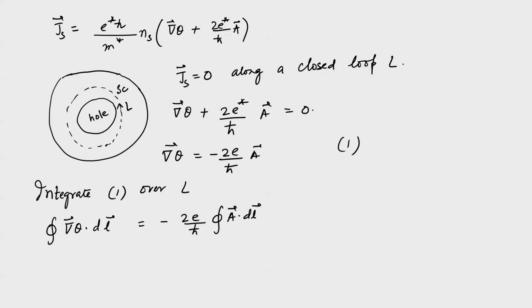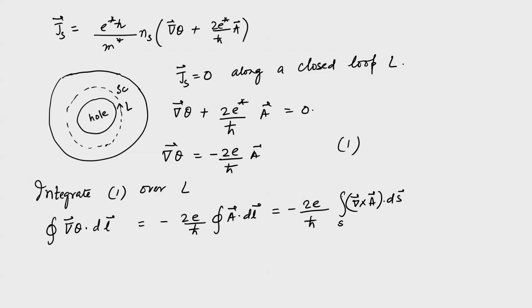So, I can use Stokes theorem, which says that the closed line integral of any vector can be written as the surface integral of the curl of the vector, which means this is equal to minus 2E by H cross, and this is equal to the curl of A dS, where this S is the surface area where the contour is bounded by L, and S is the corresponding surface area.